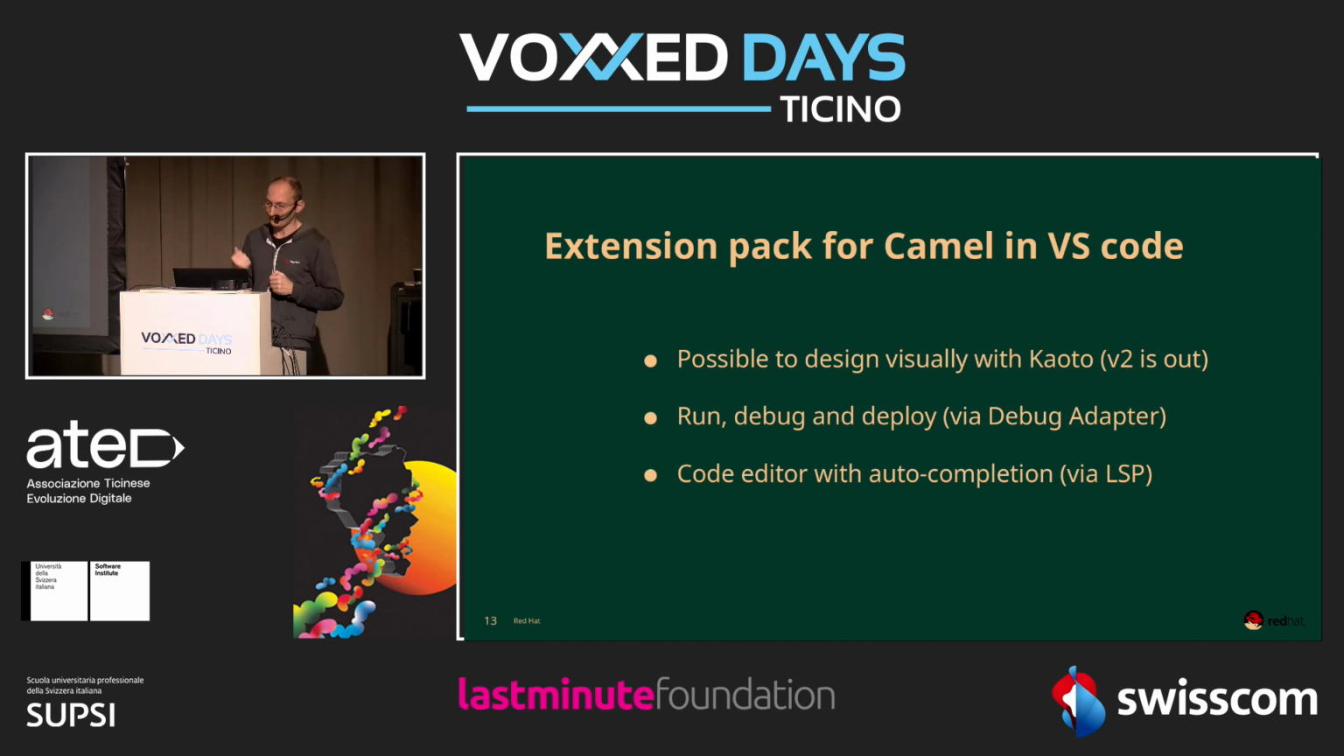With the extension pack for Camel, you have the possibility to run, debug, and deploy your route. So we could imagine being able to run the route, being able to deploy on your targets, whatever. And this is done via a technology standard called debug adapter, and debug adapter allows you to use that in other places. So this is not just VS Code; in the long run, it can be run in a lot of places.